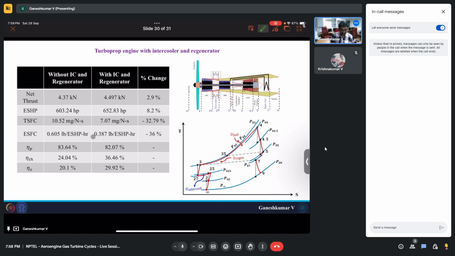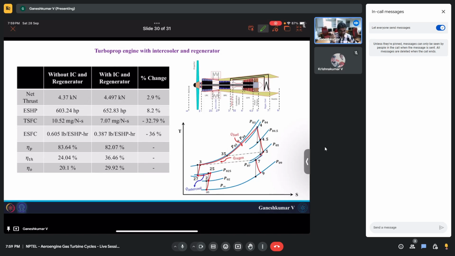So that is the overall idea of adding an intercooler and regenerator to improve the efficiencies. In terms of thrust we didn't get that much improvement. Sometimes it might be detrimental also. Let's be frank, the net thrust might reduce a bit because of the intercooler and regenerator. To a certain extent it increases, but after that it will drop. But the whole point of adding them is to improve the efficiency and reduce the fuel consumption, which we can evidently see from this numerical.